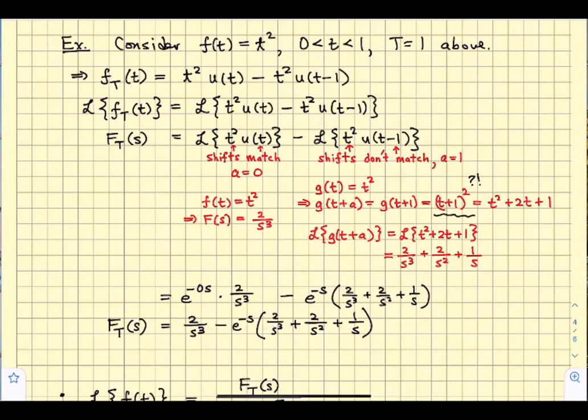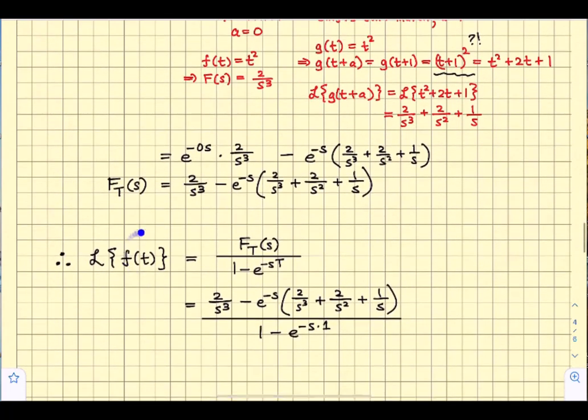Now this is just the Laplace transform of the windowed version. We're not done. To find the Laplace transform of the overall periodic function, you take the Laplace transform of the windowed version, which is right here, and you divide the whole thing by 1 minus e to the minus s times your period. In this case, our period was 1, so we get 1 minus e to the minus s. This would be a perfectly acceptable way to leave your answer.